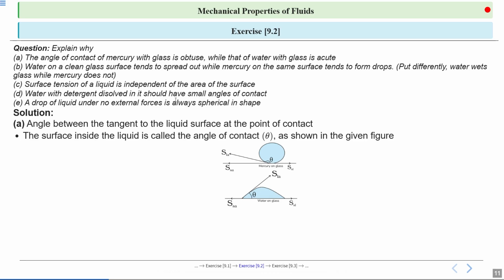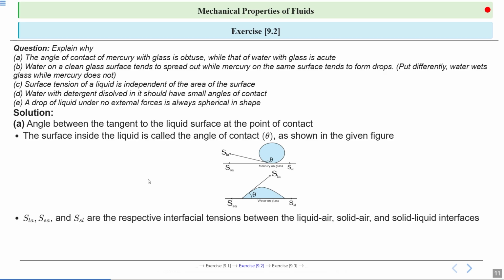Here in the figure, you can see the angle of contact, often labeled as theta. The tangent is drawn at the point where the liquid touches the solid surface. This angle tells us whether a liquid will wet the surface or not. For example, water on glass has a small angle of contact, while mercury on glass has a large obtuse angle. S_LA, S_SA, and S_SL are the respective interfacial tensions between the liquid-air, solid-air, and solid-liquid interfaces.